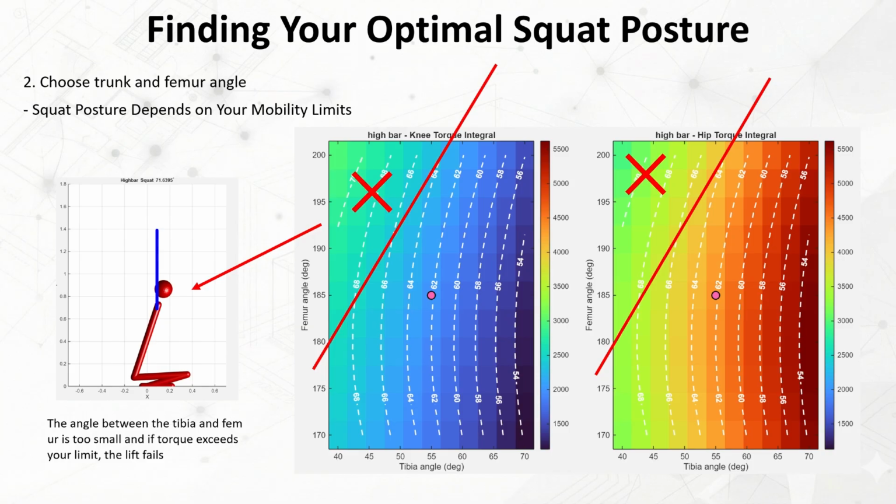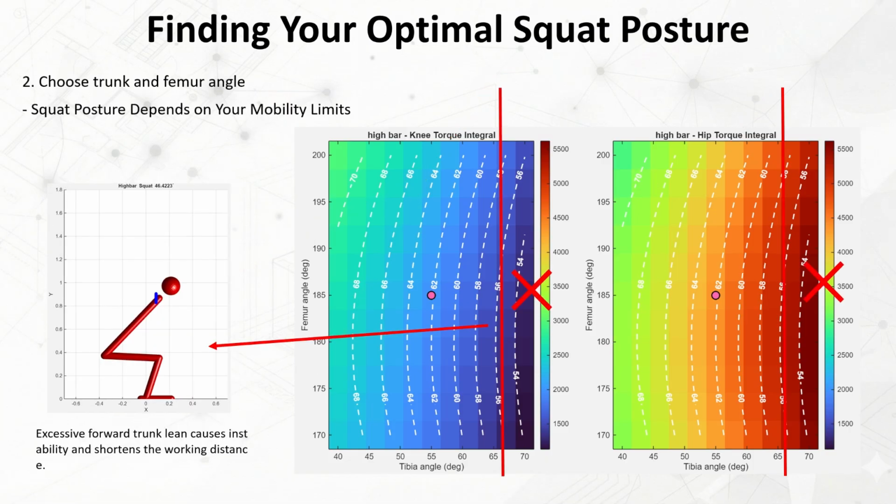Crucially, not every range on this graph is possible. You must consider your mobility limits in the areas marked with red lines. In this zone, the angle between the tibia and femur is too small. Consequently, if torque exceeds your limit, the lift fails. Also, excessive forward trunk causes instability and shortens the working distance.